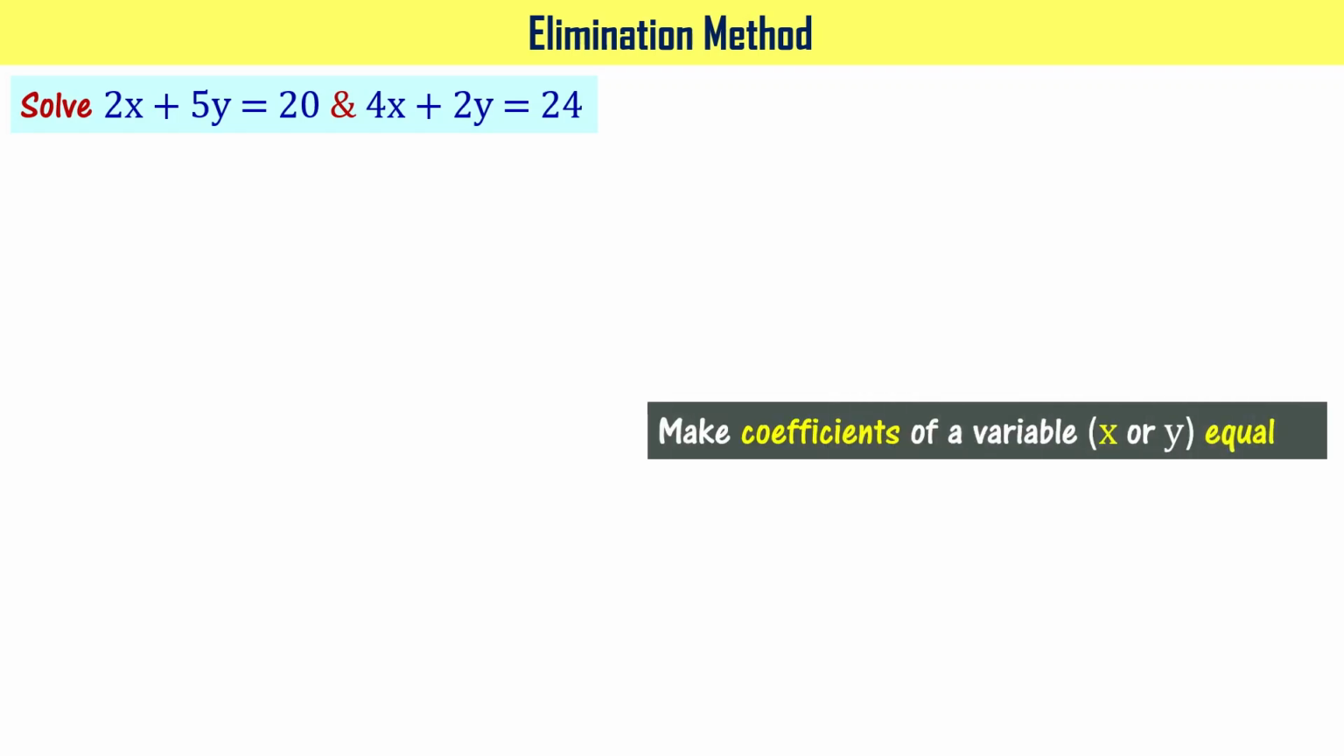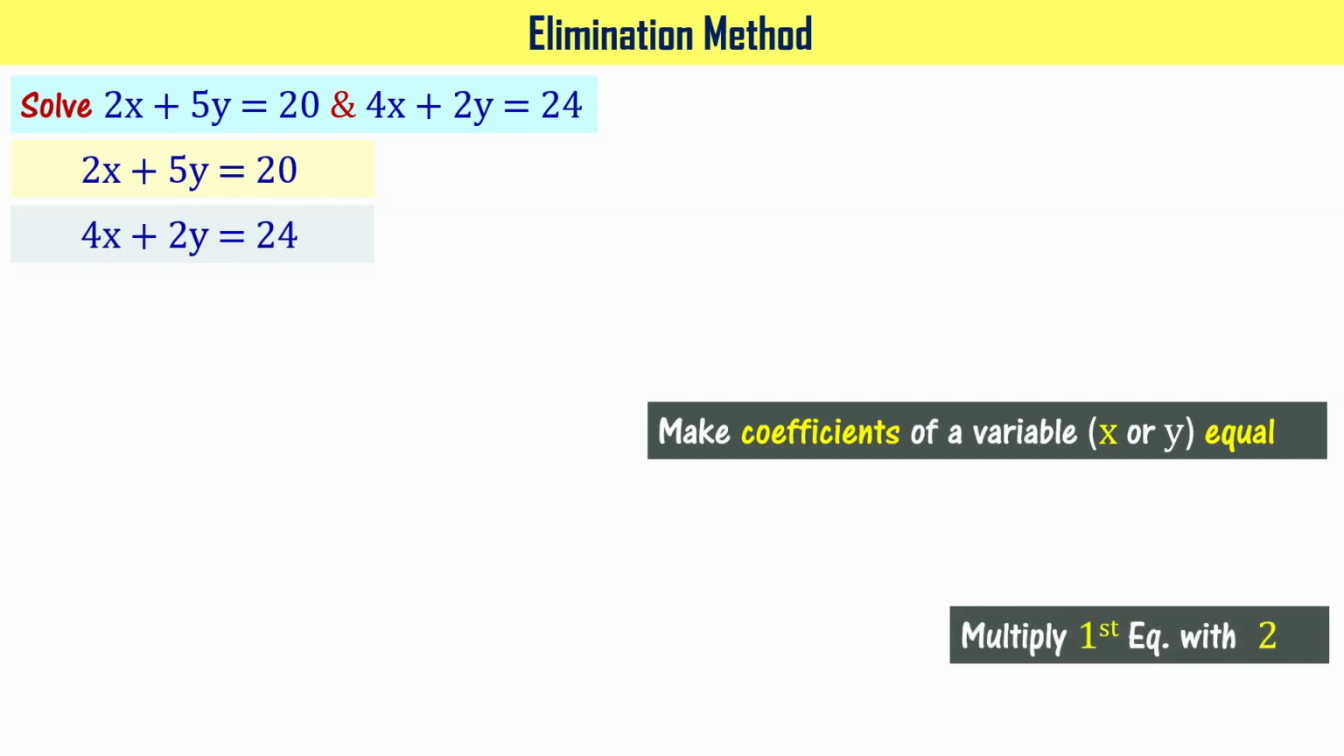Let's learn about elimination method now. Solve 2x plus 5y equal to 20 and 4x plus 2y equal to 24 using elimination method. The first step of elimination method is we have to make coefficients of a variable equal among the equations given. So the first equation is 2x plus 5y equal to 20 and the second equation is 4x plus 2y equal to 24, right? Let's now multiply first equation with number 2 so that it can be written as 4x plus 10y equal to 40, right?